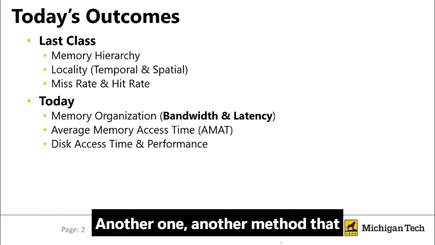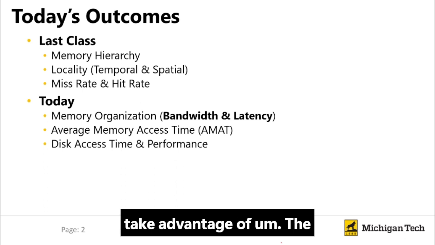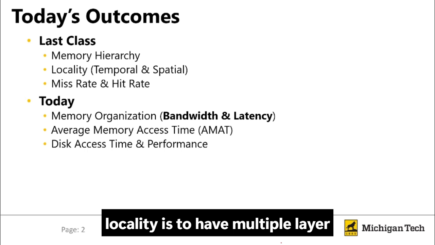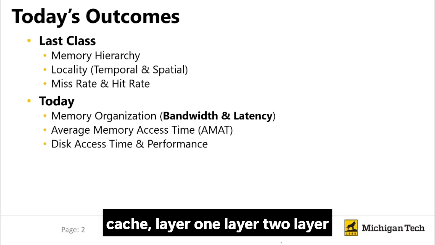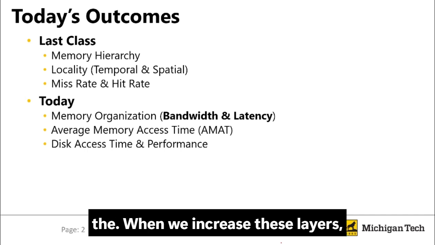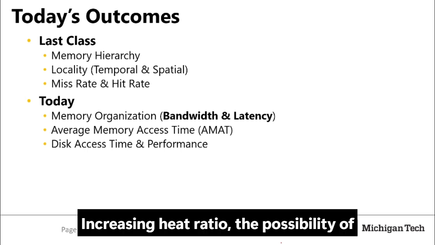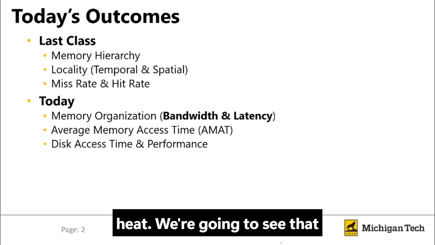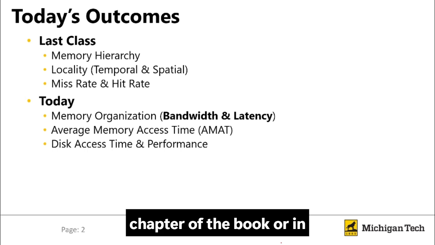Another method that we can use to take advantage of locality is to have multiple layers of cache, not just one cache. We can have 3 layers of cache, layer 1, layer 2, layer 3, and make a pyramid. When we increase these layers, we are increasing hit ratio, the possibility of a hit. We're going to see that in examples.